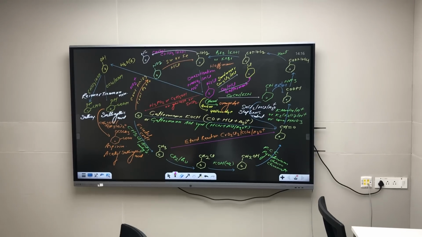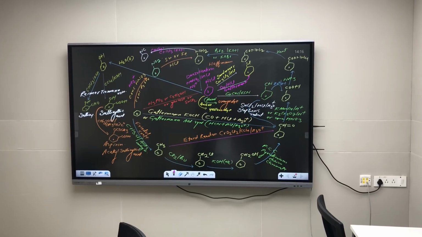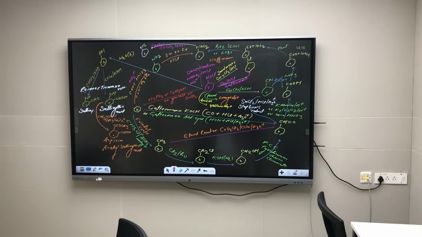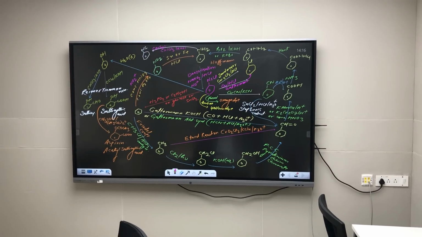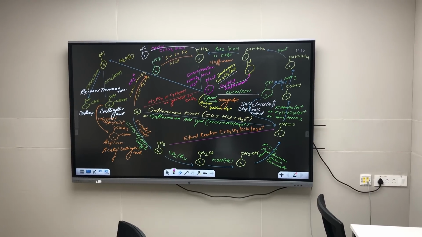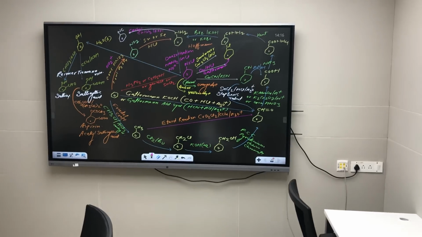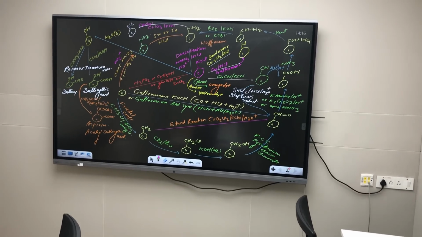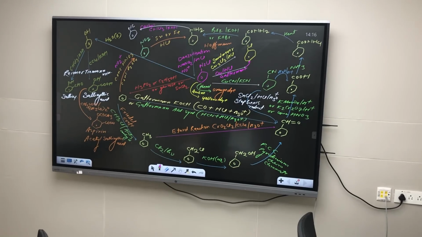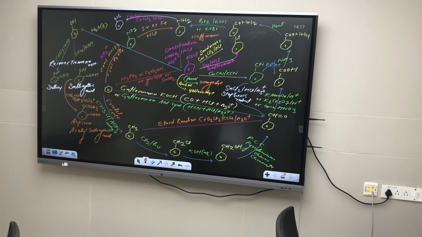I'm going to give you this best memory chart, and definitely you are going to get at least 40 marks from this one memory chart. So let's go to this memory chart and try to put it in the hippocampus.